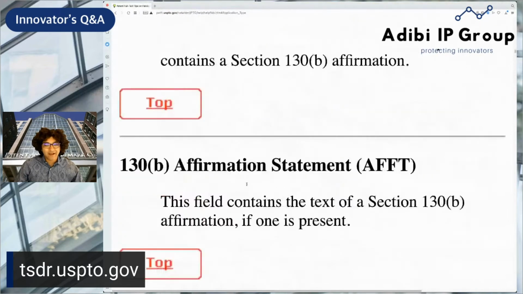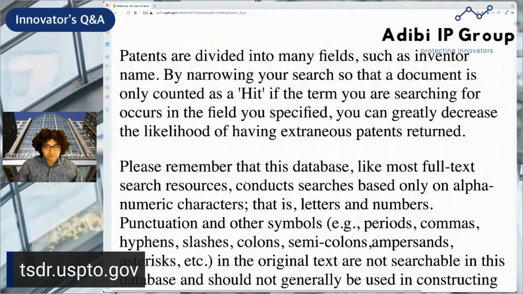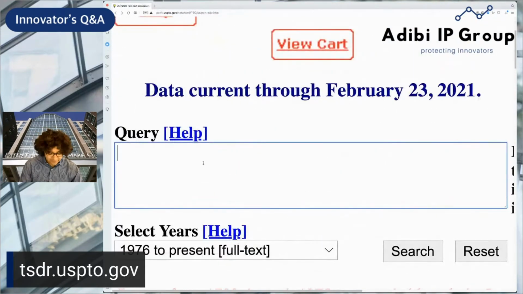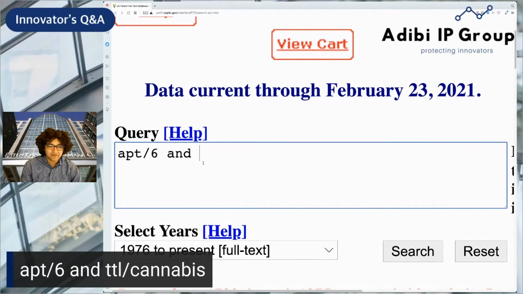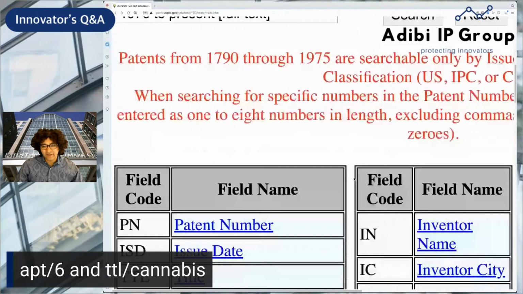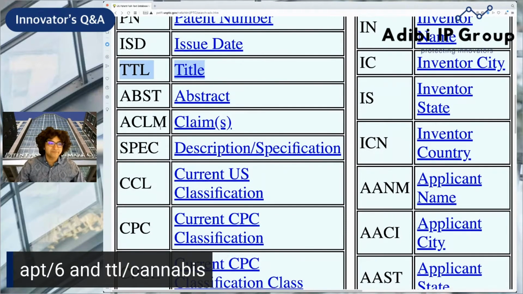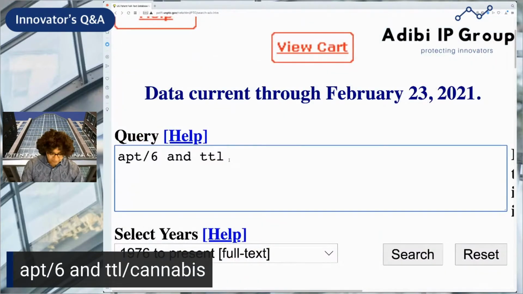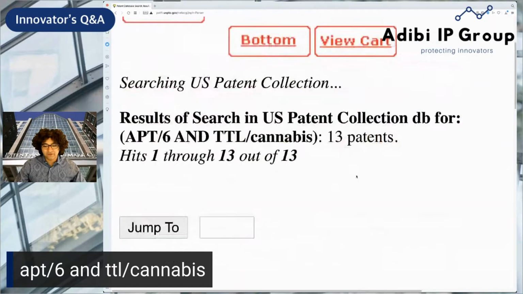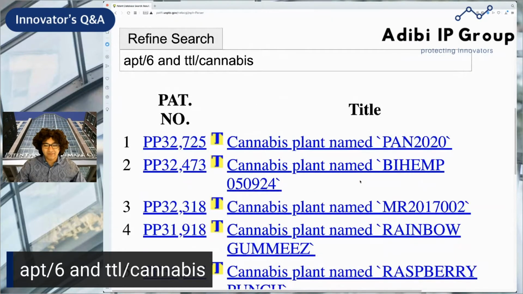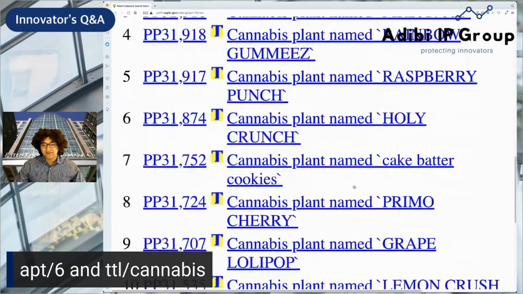So if we go back up to the top, just type in APT6, and then TTL is title. If you didn't know that, you can go down and check. So if you just type in TTL and then cannabis, you're going to get your 13 results. These are the 13 cannabis plant patents, and you can see there's the various strains.